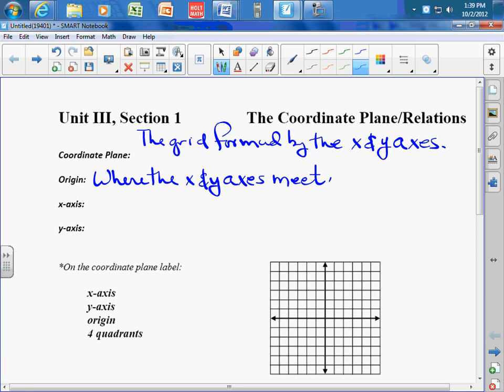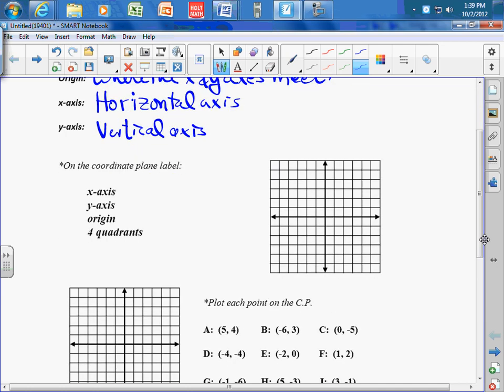The x-axis is the horizontal axis. And the y-axis is the vertical axis. And when we label a coordinate plane, we would put an X here showing that that axis is the x-axis. This is the y-axis. The origin is always going to be designated by the letter O, and its coordinates are 0, 0.